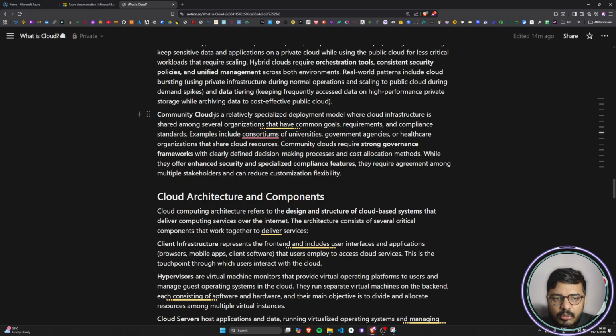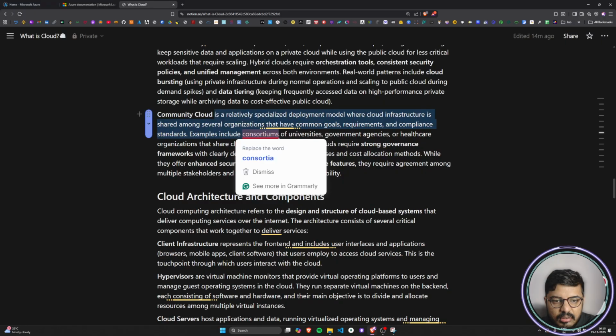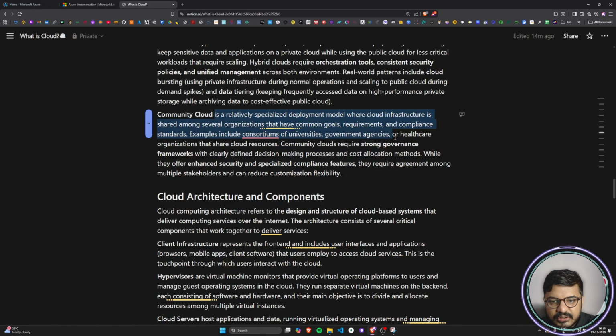Then comes the community cloud. Community cloud is a relatively specialized deployment model where cloud infrastructure is shared among several organizations that have common goals, requirements, and compliance standards. Examples include a consortium of universities, government agencies, and healthcare organizations that share the same cloud resources.